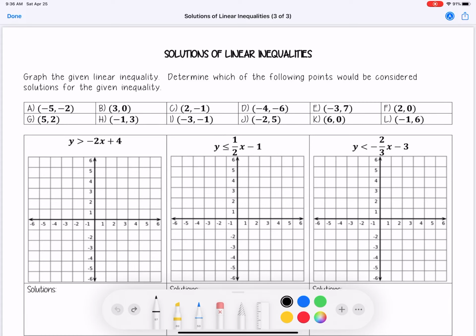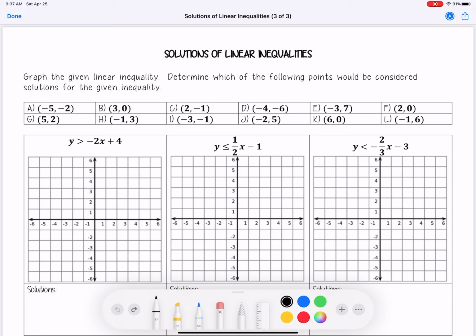Hey guys, today's lesson is a continuation of last time. It's on solutions of linear inequalities. Last time I saw you, I showed you how to graph linear inequalities. Today we're going to talk about specific solutions of linear inequalities. So this is your homework for today.